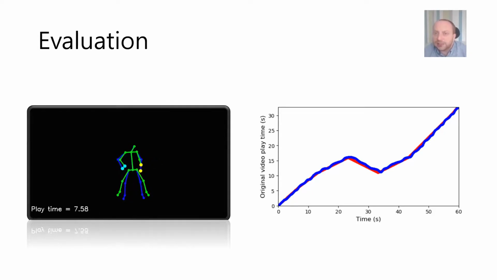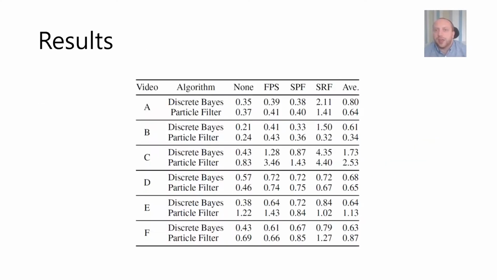When we plot the playtime estimates of the algorithm against the original video, we would expect it to track according to the tempo modification used. So here is an example where the red line represents the playtime of the video that was shown to the user, and the blue is the output of the algorithm using adaptive video playback. In general, when you take into account user error, the approaches were able to successfully adapt their playback across the different videos, and overall, the discrete Bayes filter outperformed the particle filter.